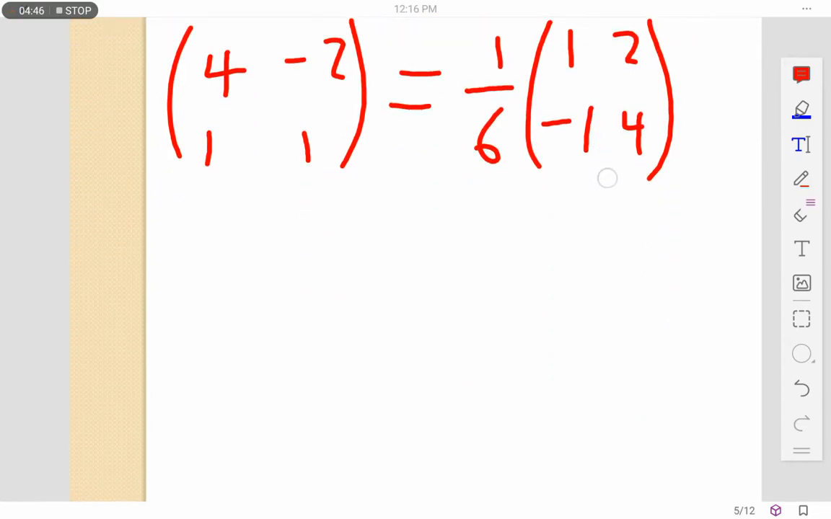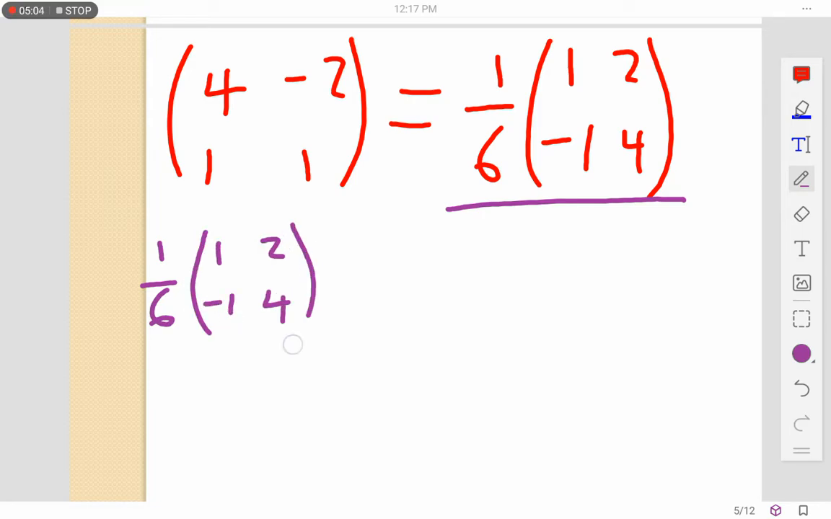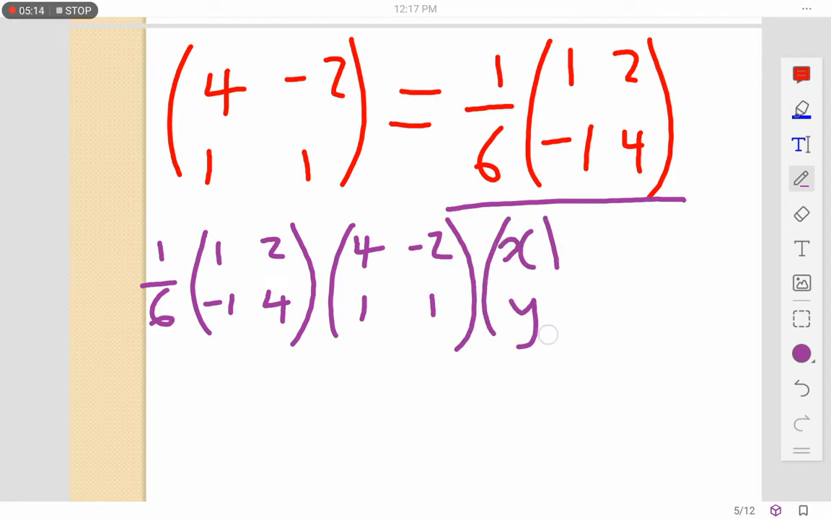So what we do now, knowing that this is the inverse, we now take back our matrix with our simultaneous equation. We rewrite it as it was, together with our inverse. So I'll write 1 over 6 by 1, minus 1, 2, 4. Then I'll write the matrix that we had. We had 4, minus 2, 1, 1. And our operation xy is equal to 9, 3.